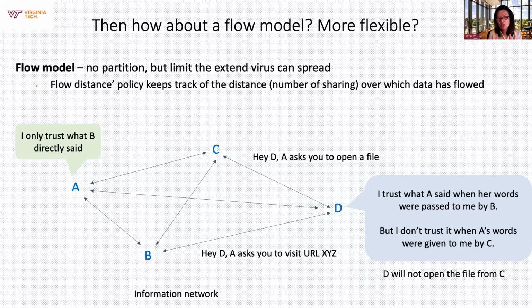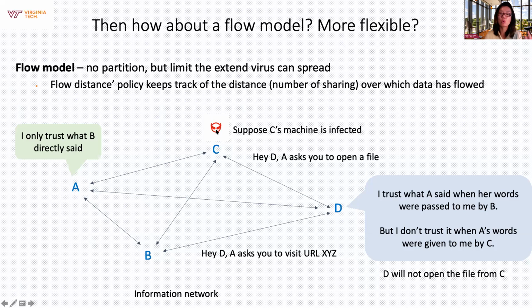But in some cases, A would tell C, and then C says to me, hey, this is a file that A asked me to send you. I don't trust it because C may embed some malware, repackage it. I don't want to open it from C because I don't know C very well. So this is a flow model, which is very interesting, right? So you can already see it's complicated to maintain.